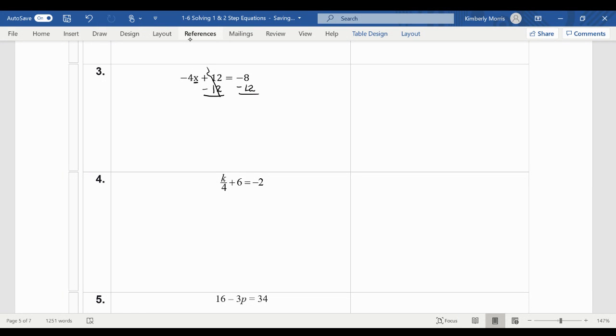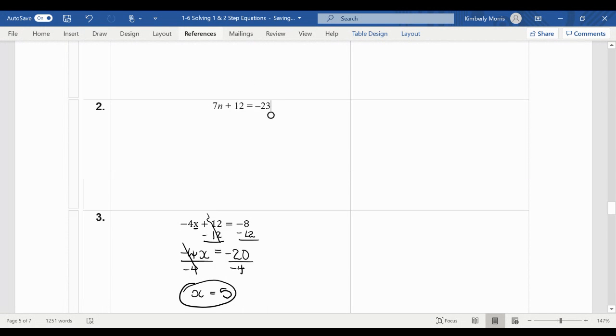Using inverse operations, I'm going to subtract 12 from both sides. And so I'm left with -4x on the left side is equal to, these two are like terms, so that becomes -20 when combined. That's the first step. My second step, to isolate x, I just have to divide both sides by its coefficient, which is -4. The 4's cancel, and I'm left with x is equal to, and when I simplify this, -20 divided by -4, that gives me a +5. And so x is equal to 5.